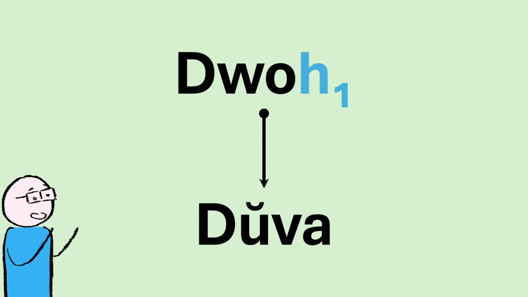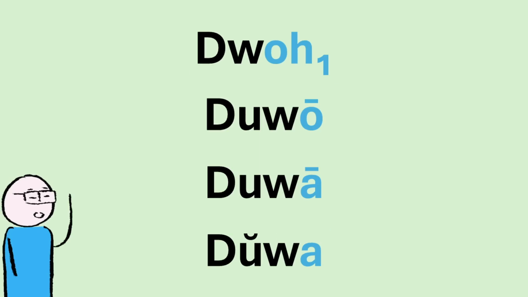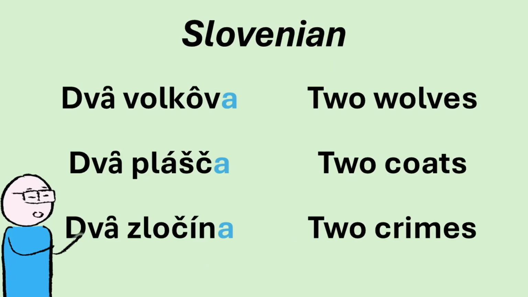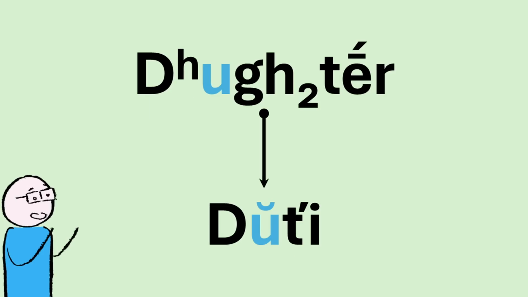It's like in Germanic. The H1 disappeared, lengthening the vowel before it. As I've mentioned, a long O became A in Slavic, which is what we see here. A is a typical ending for the dual of masculine words in Proto-Slavic. What about that U in the first syllable? The back yer here is the typical evolution from the Proto-Indo-European U.